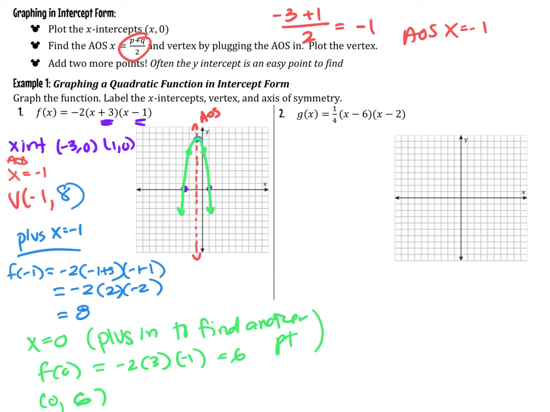So let's go ahead and look at number 2. Let's start the same way. So let's start by identifying our x-intercepts, 6, 0, and 2, 0. And I'm going to plot those, 2, 0, 3, 4, 5, 6, 0.